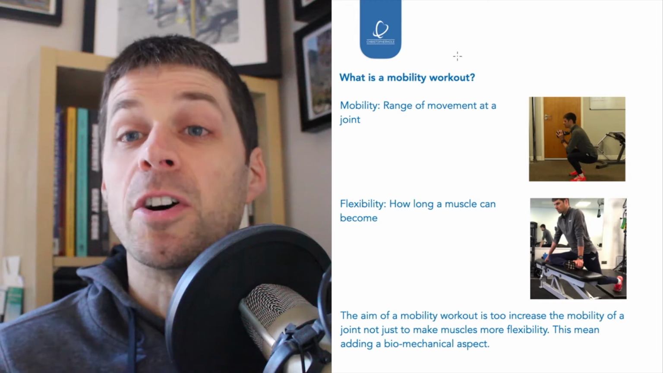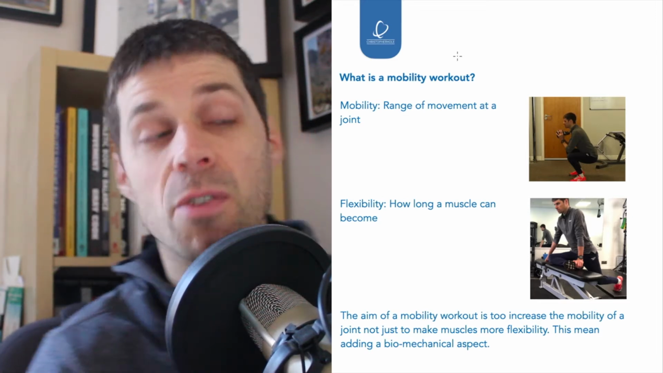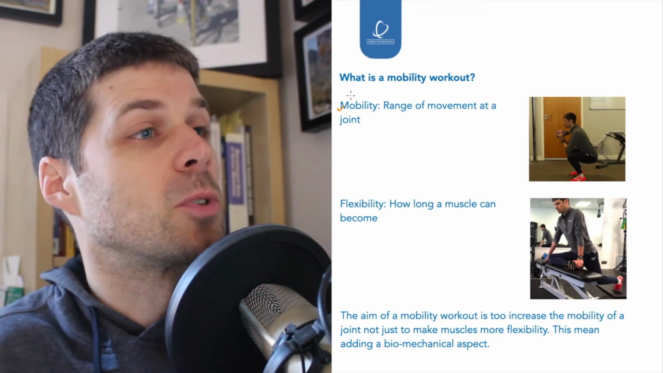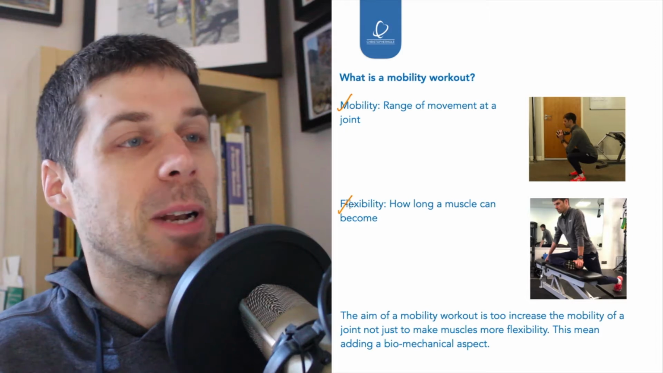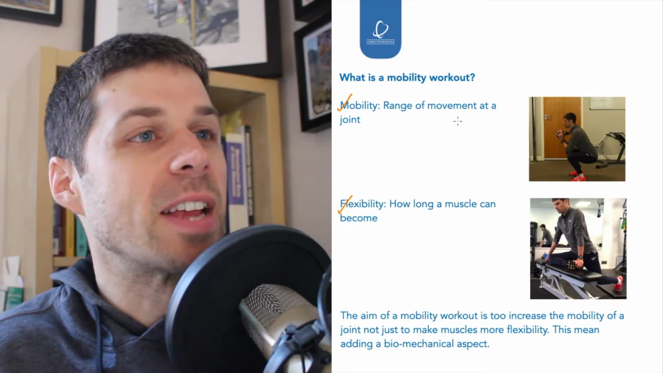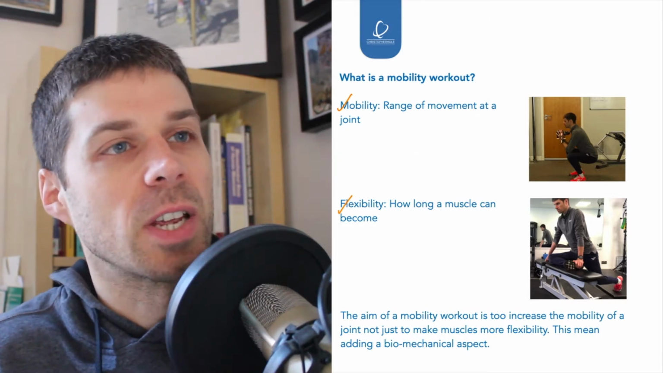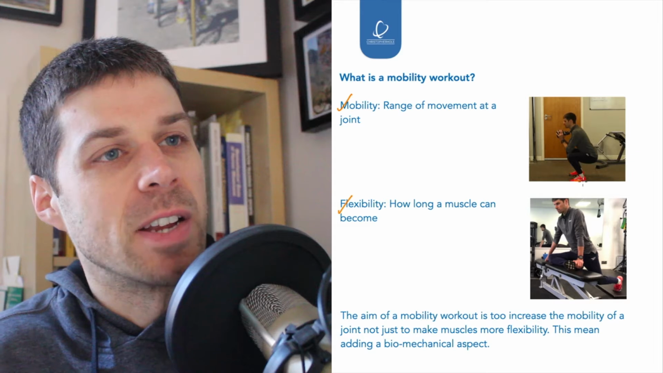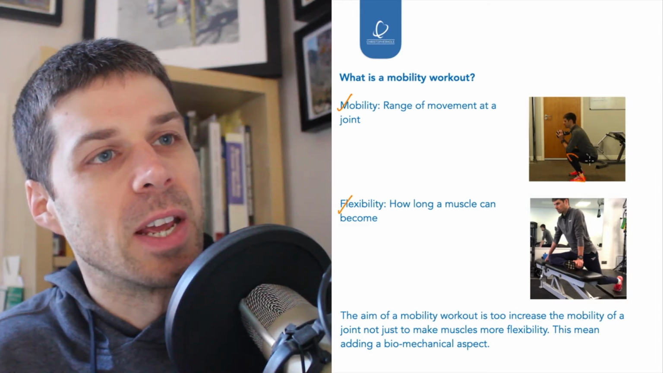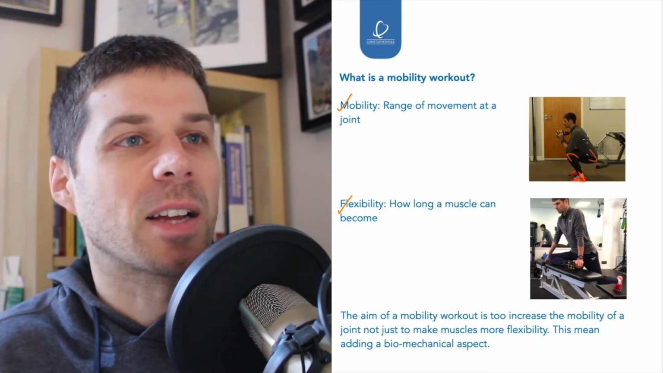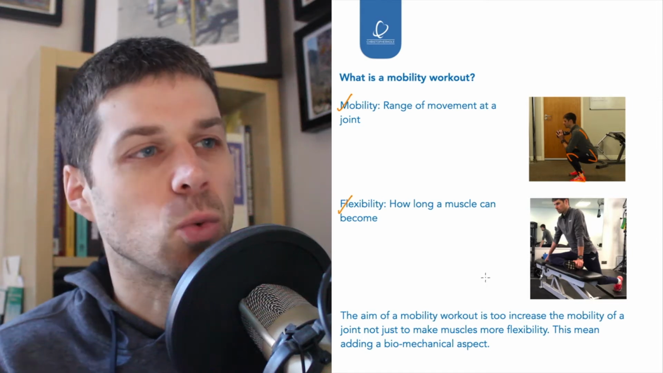First of all, we have to make a couple of distinctions. So the first one is the distinction between mobility and flexibility. So mobility is the range of movement at a joint. So you can see here, you've got to have range of movement at the ankle, at the knee, at the hip, and in some respects at the thoracic spine as well.